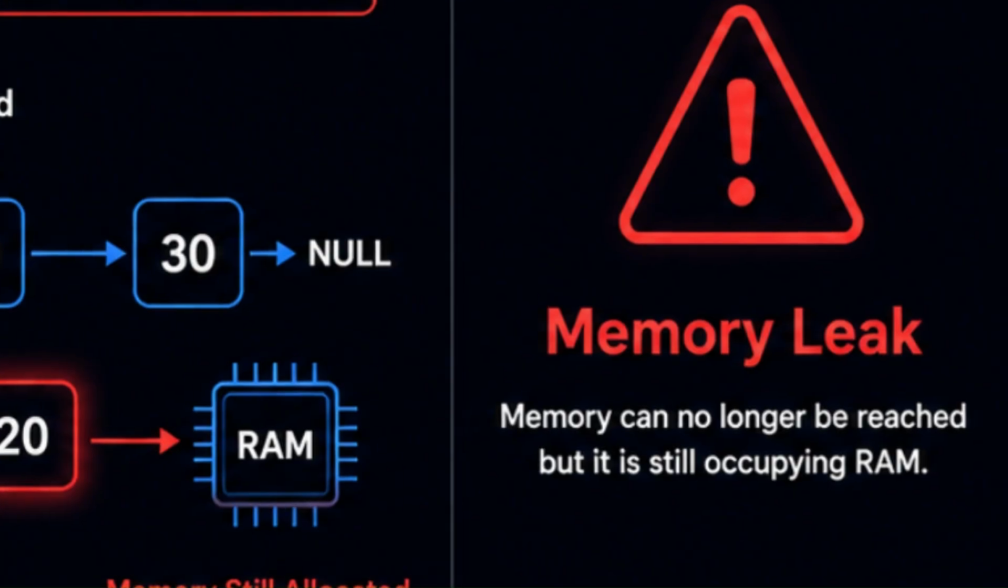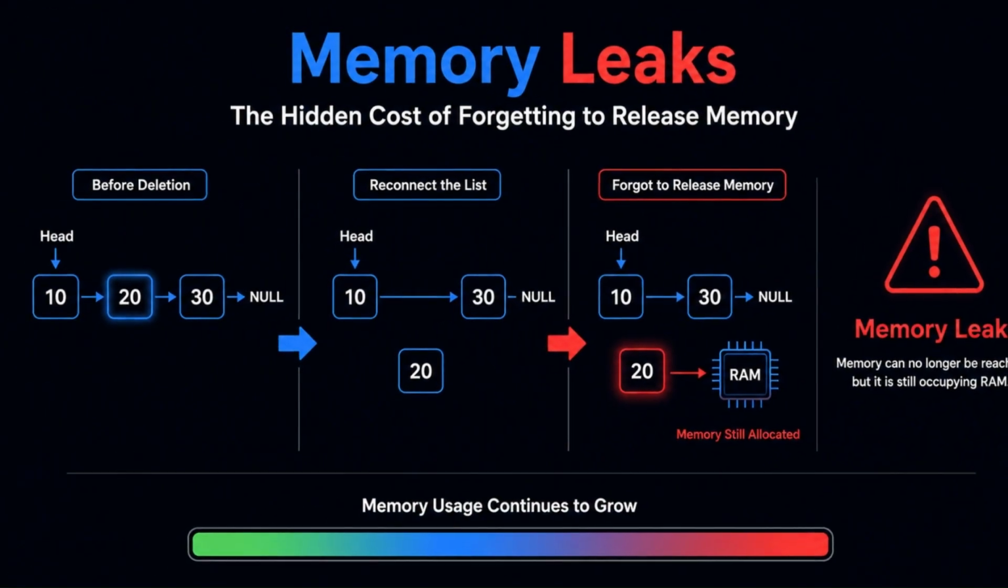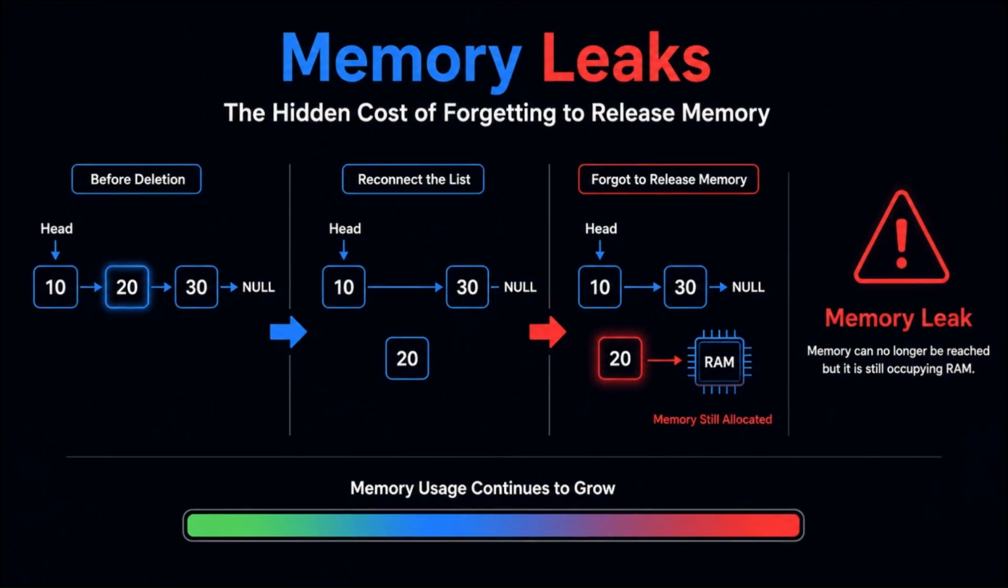One memory leak may not seem like a big deal. But imagine a server deleting thousands of nodes every minute. Every forgotten piece of memory continues to accumulate. Eventually, the program consumes more and more memory until performance suffers, or even worse, the application crashes. That's why experienced C programmers follow a simple rule. Every piece of memory that gets allocated should eventually be released. If you remember only one lesson from today's video, let it be this. Whenever you remove a node from a linked list, always make sure you release its memory afterwards.